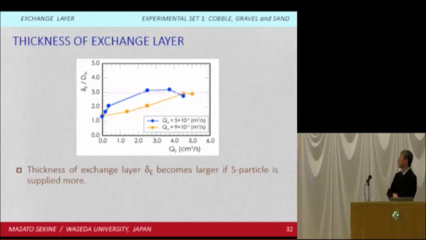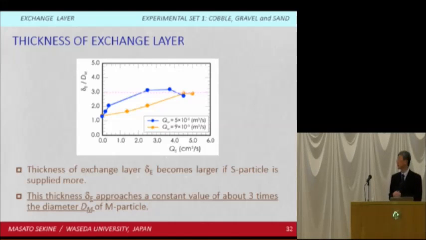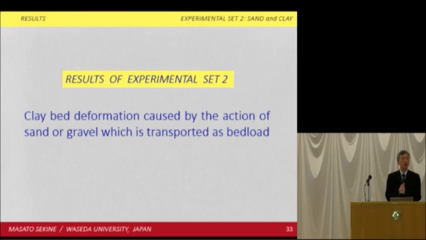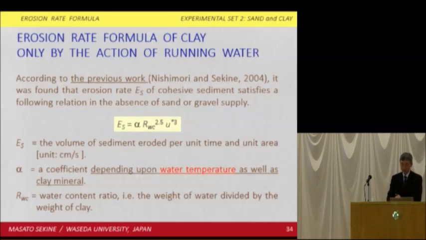Here is a result of thickness of exchange layer. This layer thickness becomes larger if S particle is supplied more, but it approaches a constant value of about 3 times the diameter dm of M. That is a result of set 1. And next, I will show you the result of set 2.